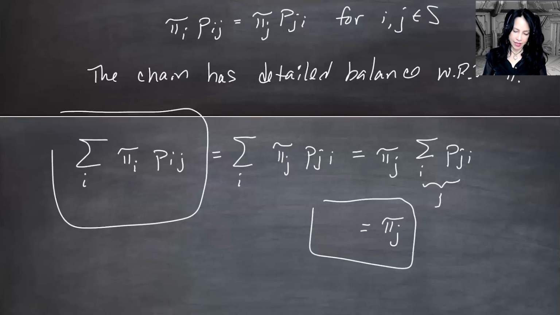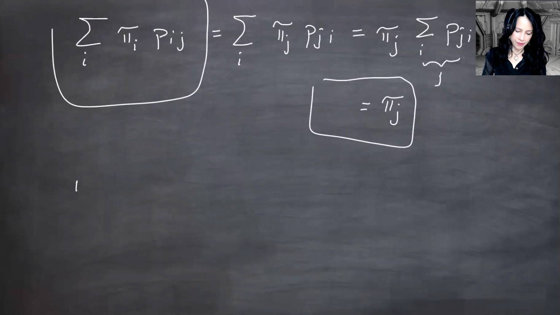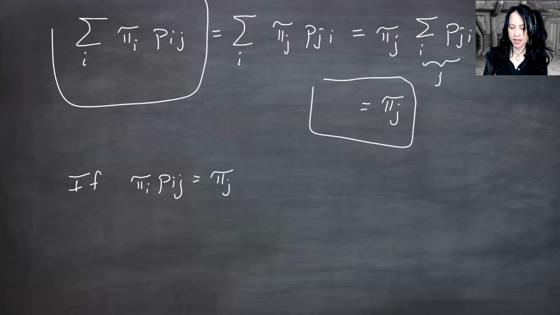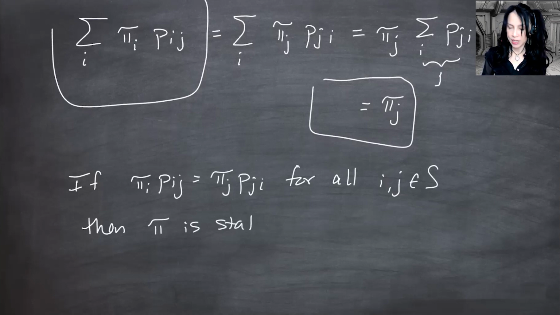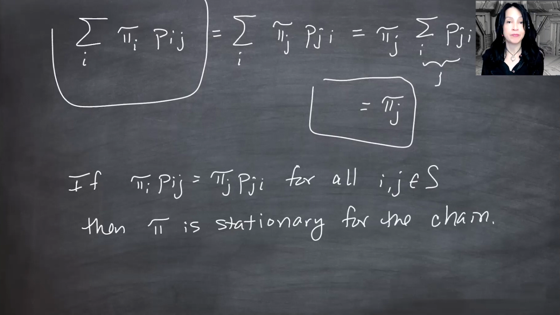So let me put that all together. If pi_i P_ij is equal to pi_j P_ji for all i and j in the state space, then pi is stationary for the chain. And one more time, this is called the detailed balance or reversibility condition for the chain, meaning the chain running according to the given P_ij's.